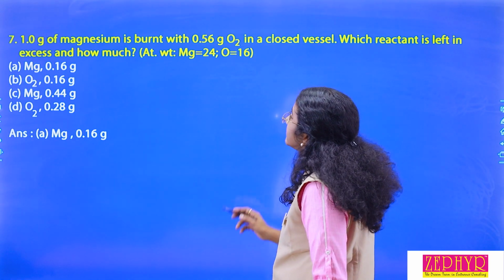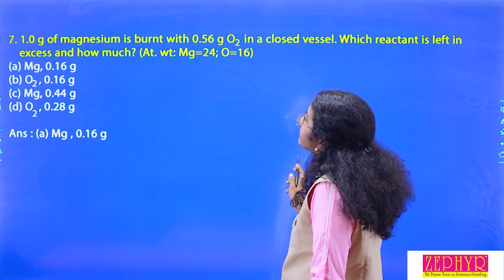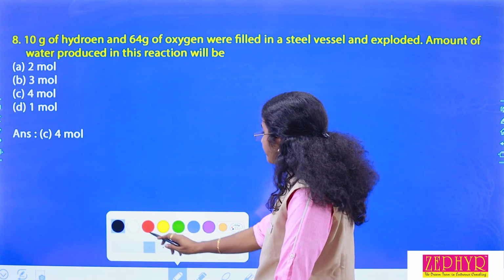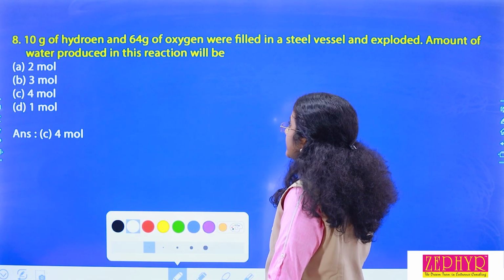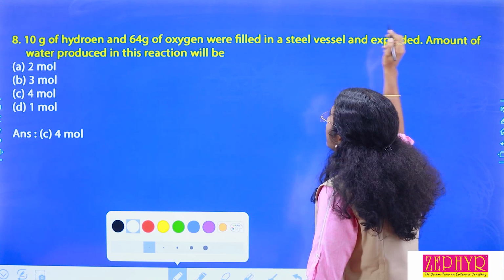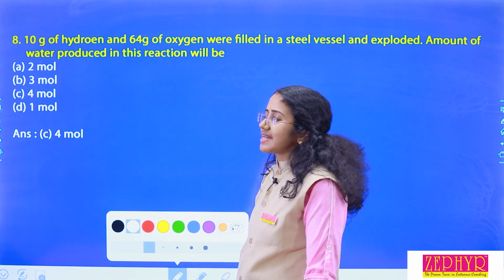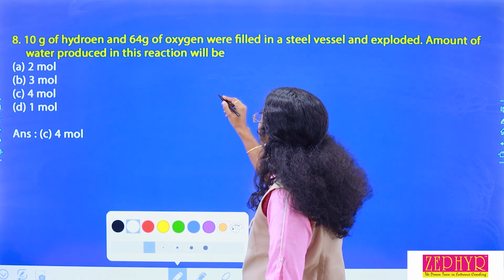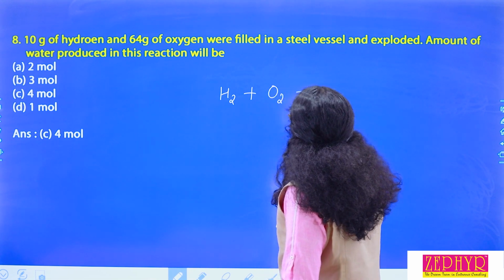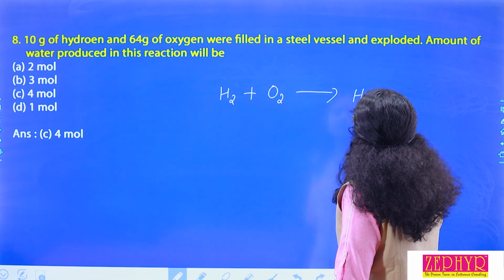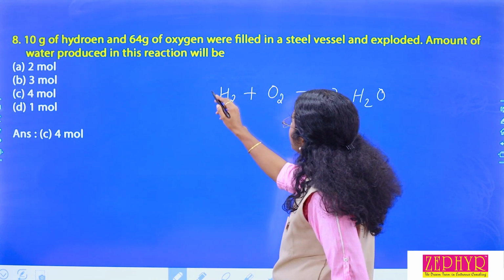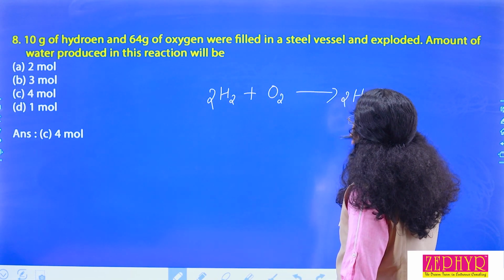The next one, question number 8. 10 gram of hydrogen and 64 gram of oxygen were filled in a steel vessel and exploded. Amount of water produced in this reaction will be? Hydrogen and oxygen combine to form water. Here this equation is not balanced, so we have to balance it first.